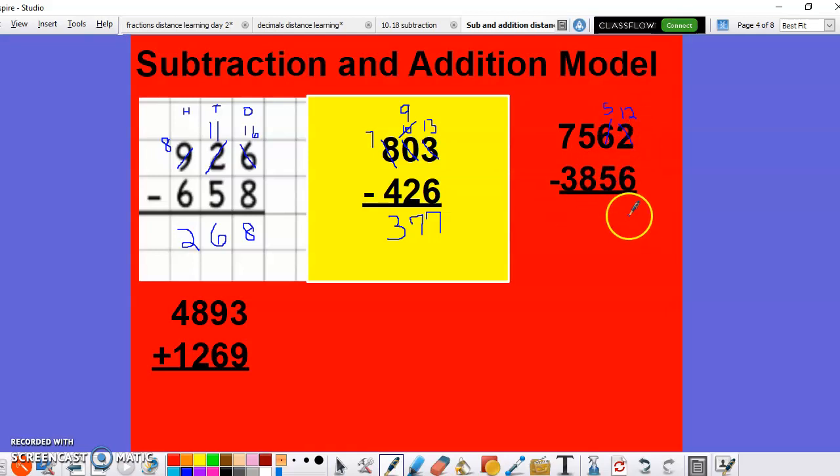Now 12 minus 6 is 6. 5 minus 5 is 0. 5 minus 8, well, there's more on the bottom, so I'm going to regroup. The 7 becomes a 6. This 5 becomes a 15. 15 minus 8 leaves us with 7.